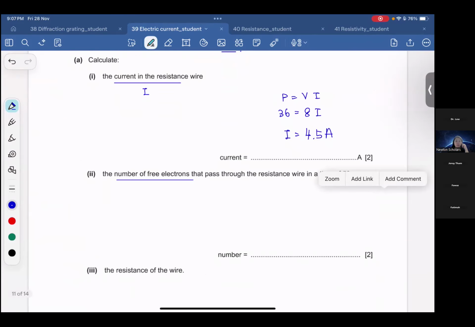Second question, the number of free electrons, N, in time T. They give you the time and ask you to calculate. What formula can relate it? So do your calculation and tell me the number of free electrons.